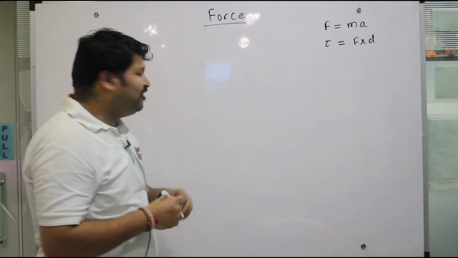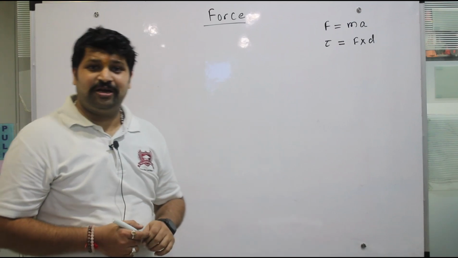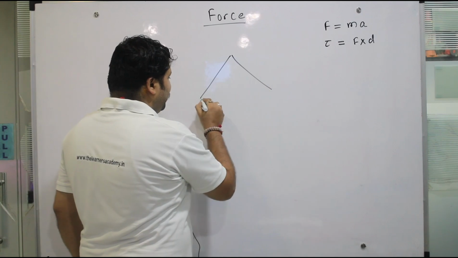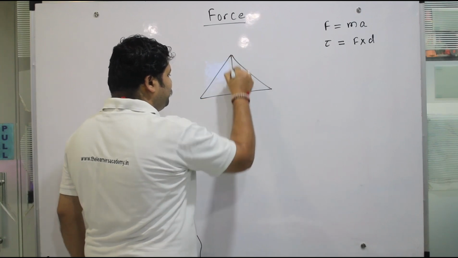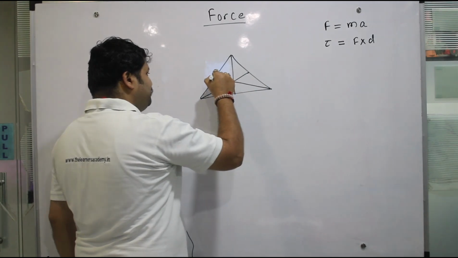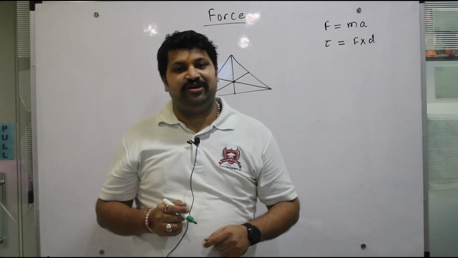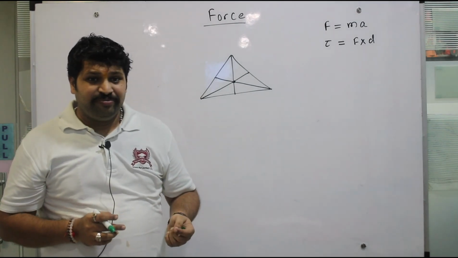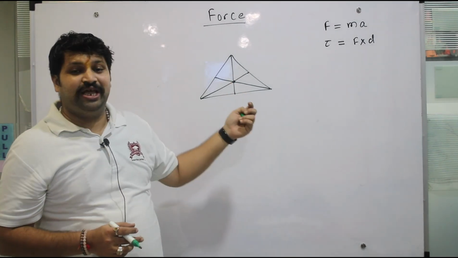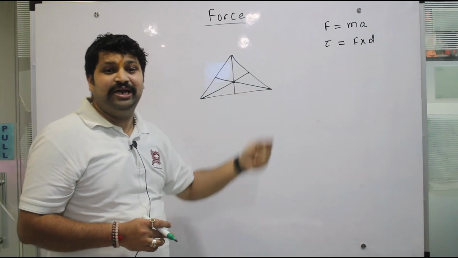Now, let's talk about some regular shapes. The first shape that comes to our mind would be a triangle. So if I have a triangle like this, then it would be the point at which all the 3 medians of the triangle would meet. That would be considered as the center of gravity of the triangle. Now, I have drawn an equilateral triangle. If it's an isosceles or a scalene, obviously it would shift. It won't be exactly at the center, it would be slightly different.